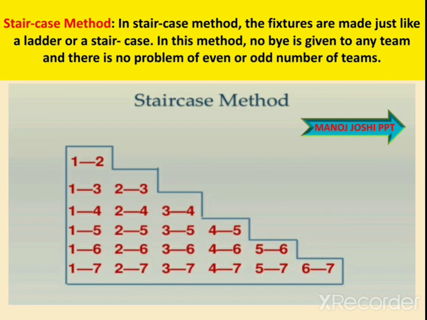Then the first round of matches will be 1 versus 2, 1 versus 3, 1 versus 4, 1 versus 5, 1 versus 6, 1 versus 7. So this way the matches will be there. Then for the second round we will leave the first column and from the second column we will write. First we have written 1 six times, now we will write 2 five times because the last column is there, the fifth number.